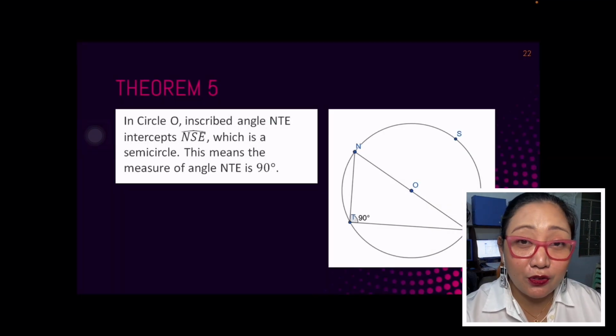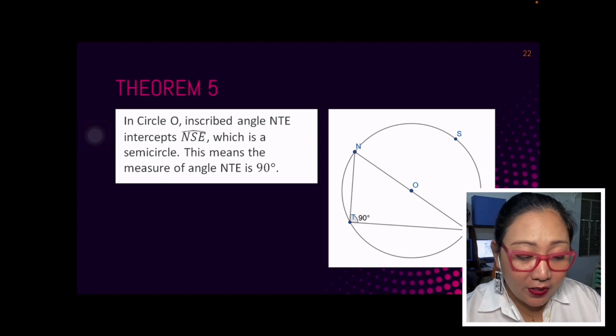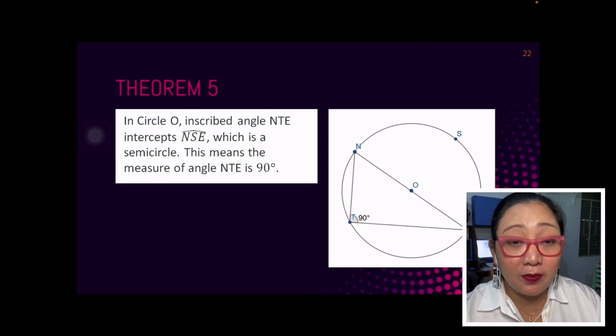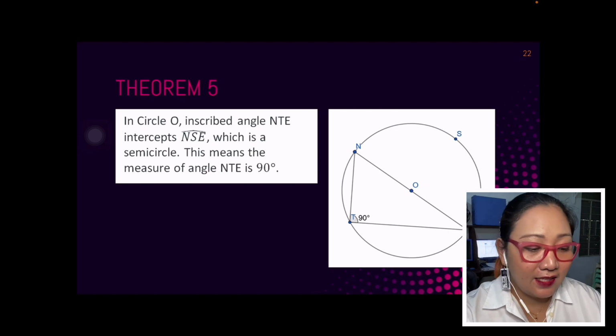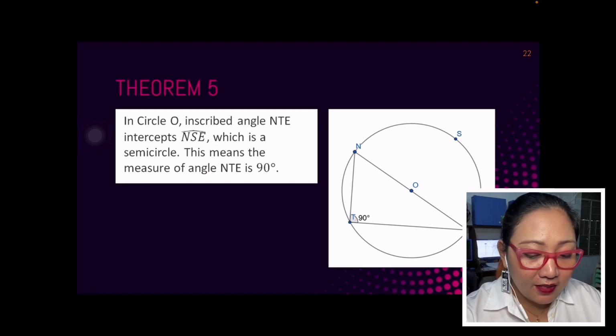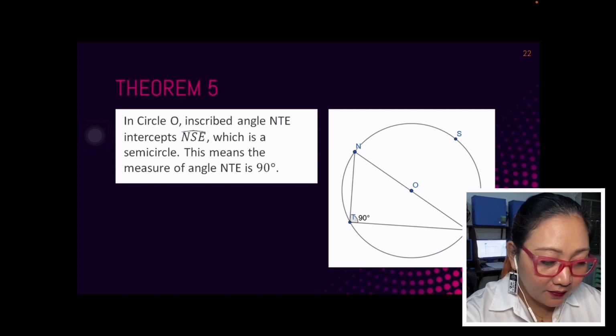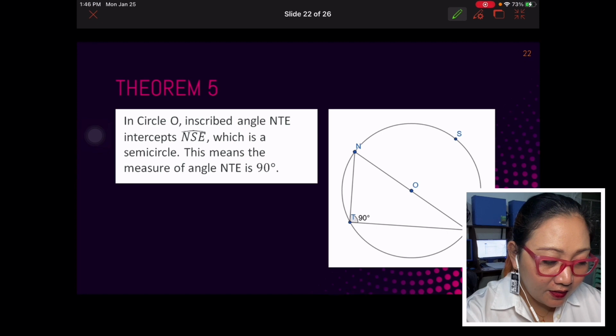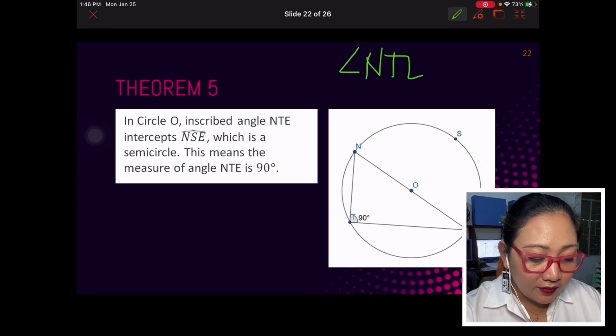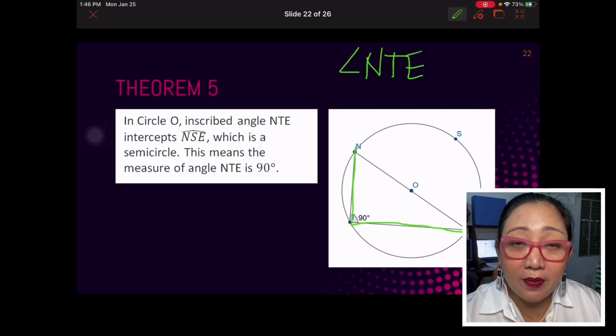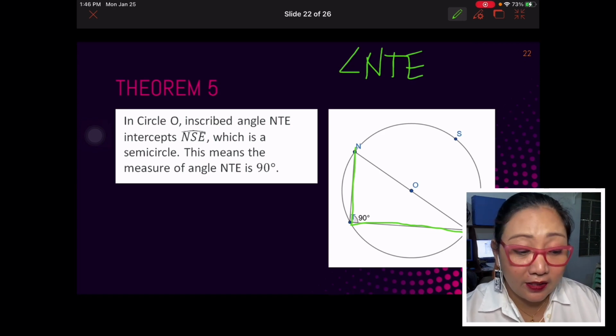So, I have here circle O, and you can see na meron tayong inscribed angle na NTE. So, si angle NTE ay isang inscribed angle. Okay? And then, angle NTE is inscribed, as you can see. Okay? And then, what can you say about angle NTE?